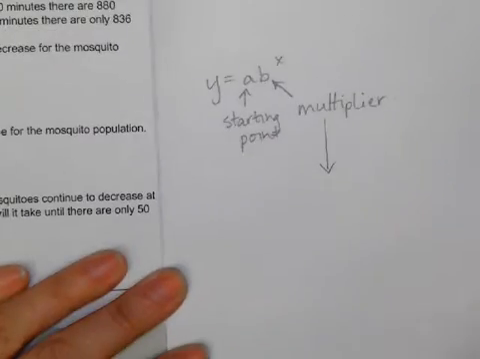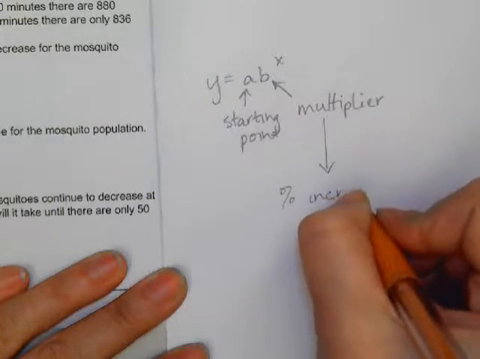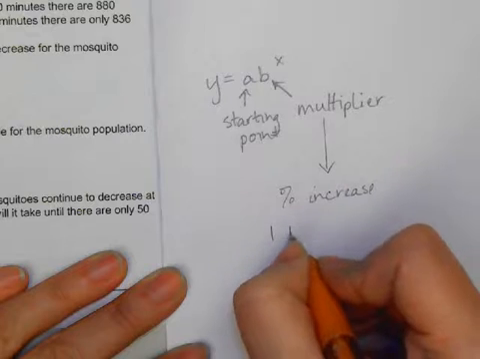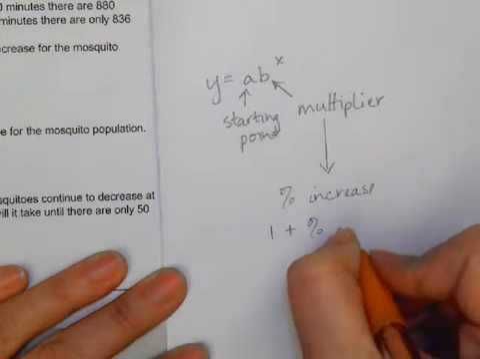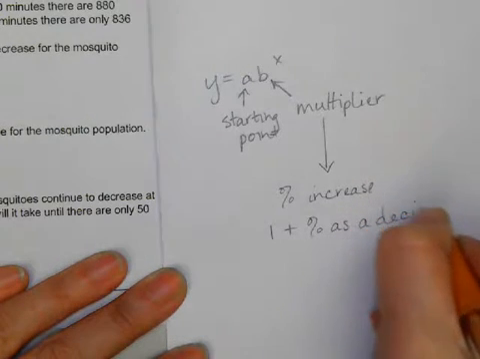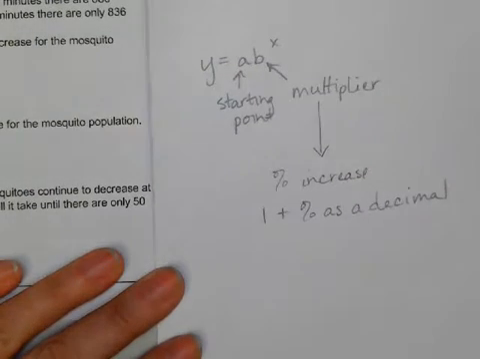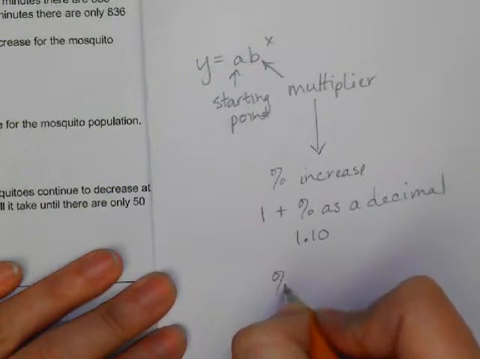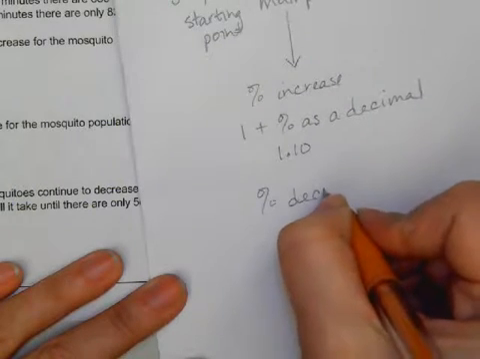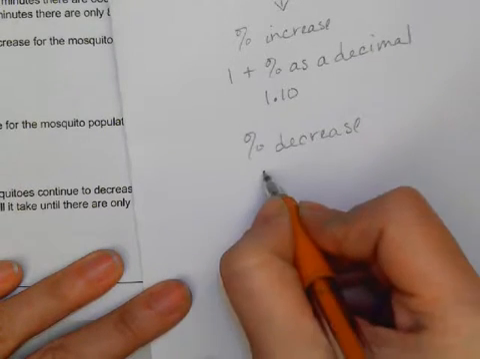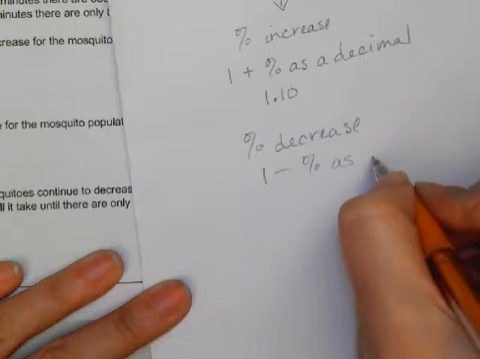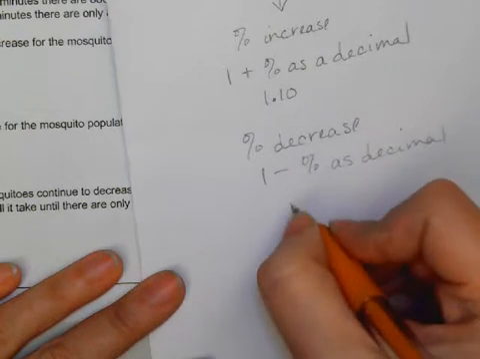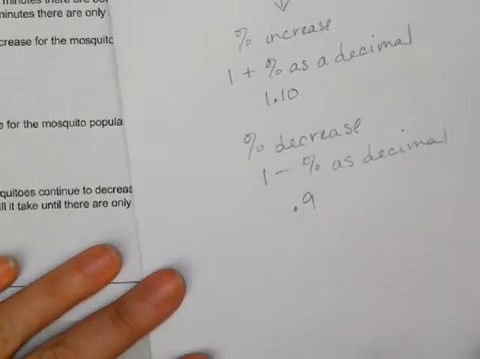Something about your multiplier, if you have a percent increase, it's going to be that 100% that you start with, plus the percent as a decimal. So what I mean by that, if I'm increasing by 10%, my multiplier would be 1.10, or just 1.1. If I have a percent decrease, it's going to be 1 minus the percent as a decimal. So if I'm decreasing by 10%, then my multiplier is going to be 0.9. So 1 minus 0.1 is going to be 0.9.